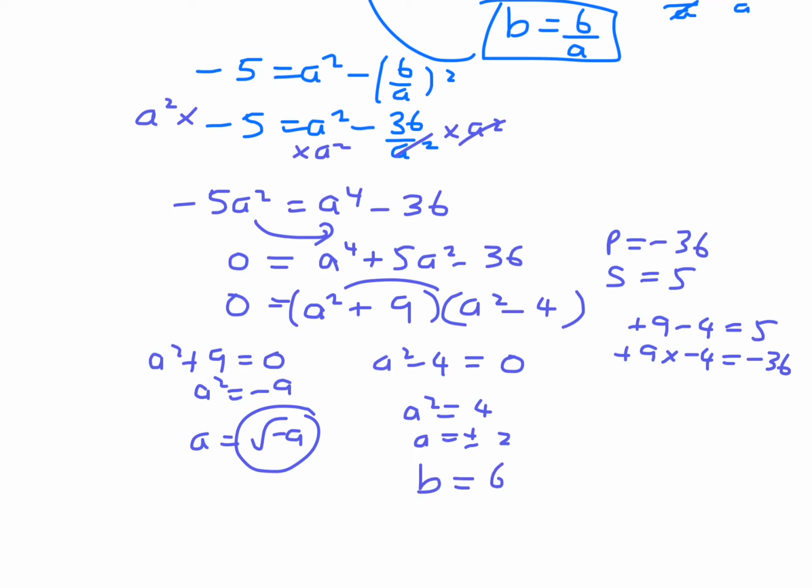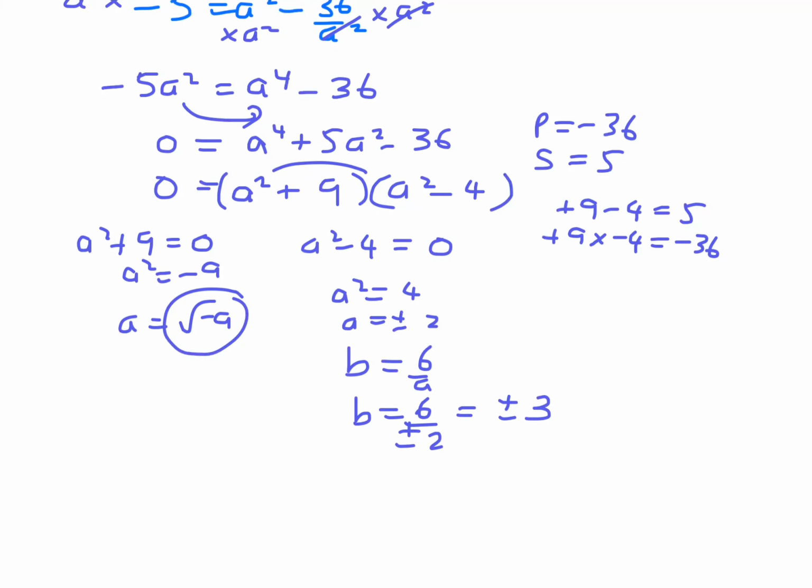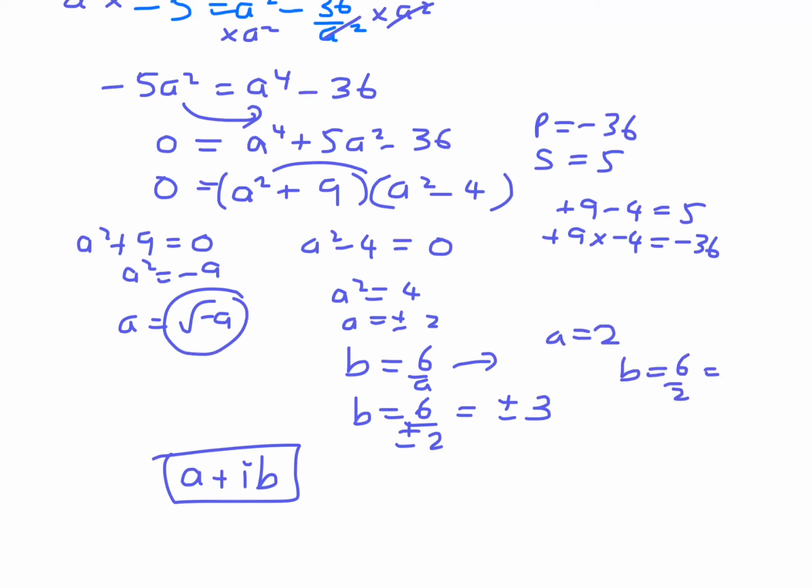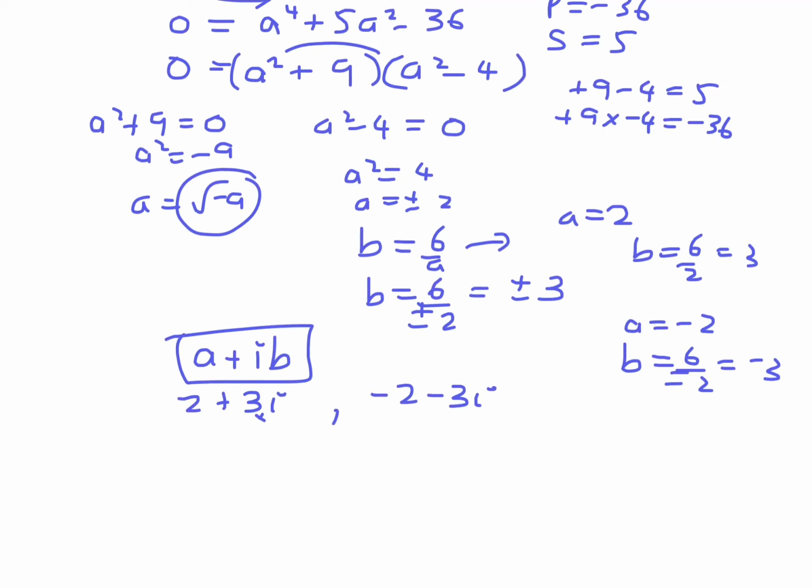Okay, and then b is 6 over a. So 6 on plus or minus 3, which will give you plus or minus 2. So that means, if you had a equals 3, then b would be 6 on 3, which is 2. And if you have a equals minus 3, b is 6 on minus 3, which is minus 2. So that would be 3 plus 2i, and minus 3 minus 2i. They are your two roots.